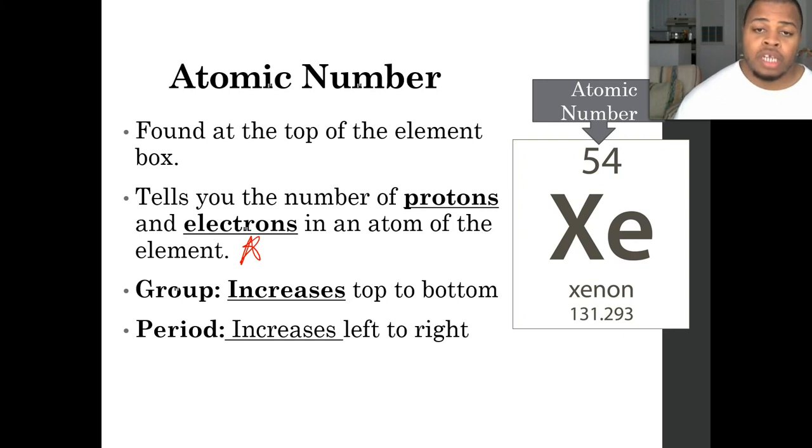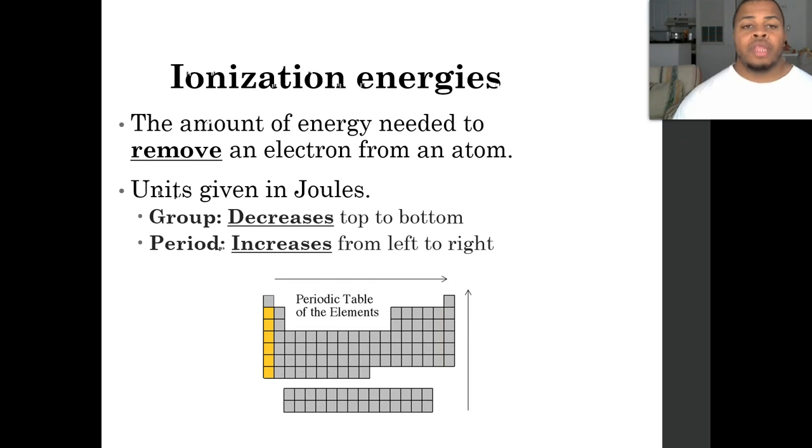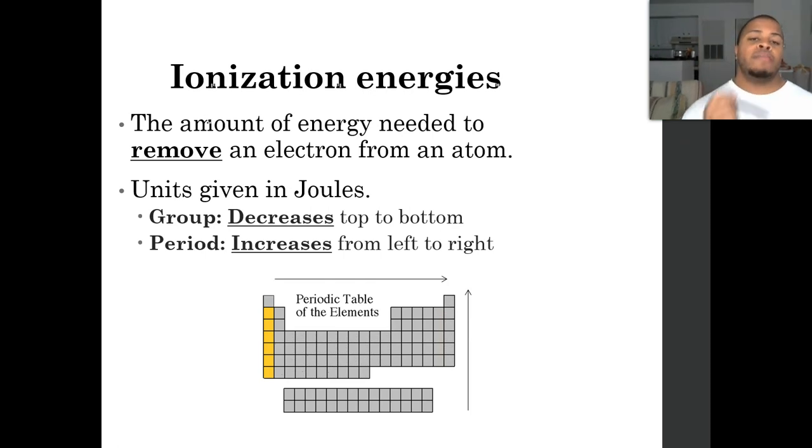Now, some other trends that we're going to look at will definitely be brand new in terms of understanding what's there, but we're going to observe some similar properties and some things that look a little different. Now, the next one we're going to talk about is what we call ionization energy. This is the amount of energy needed to remove an electron from an atom.